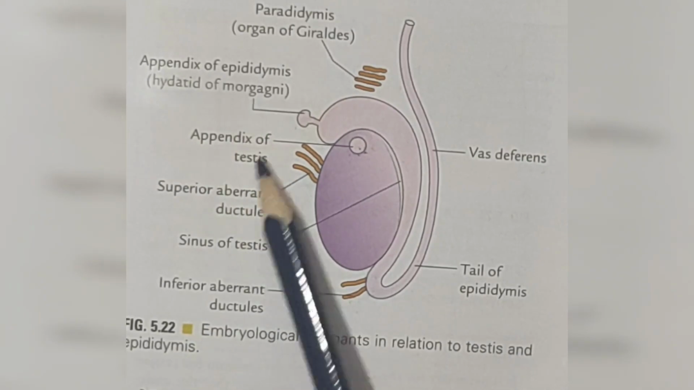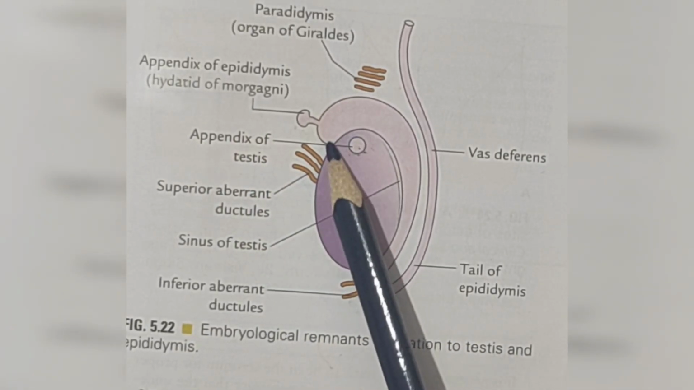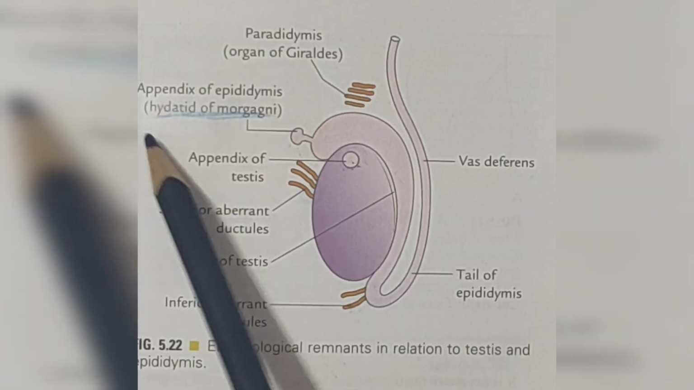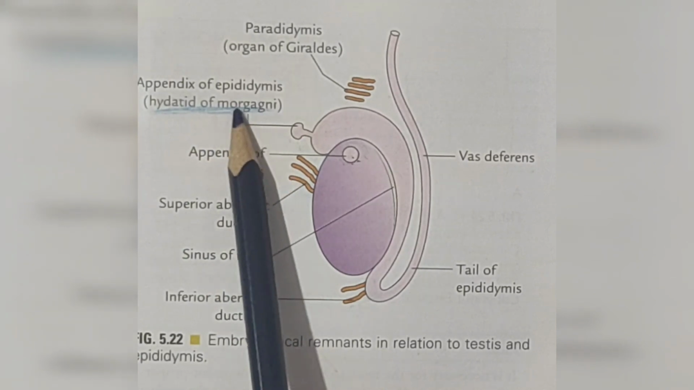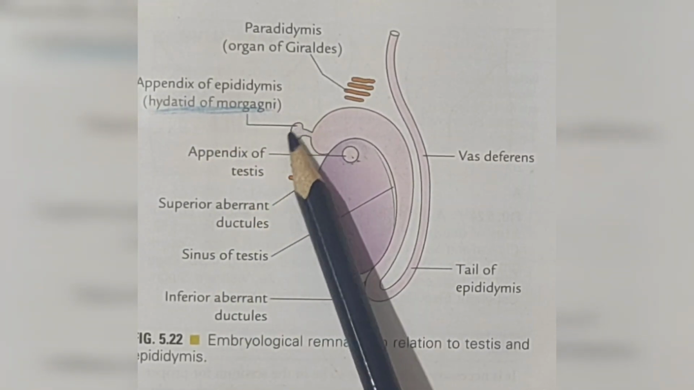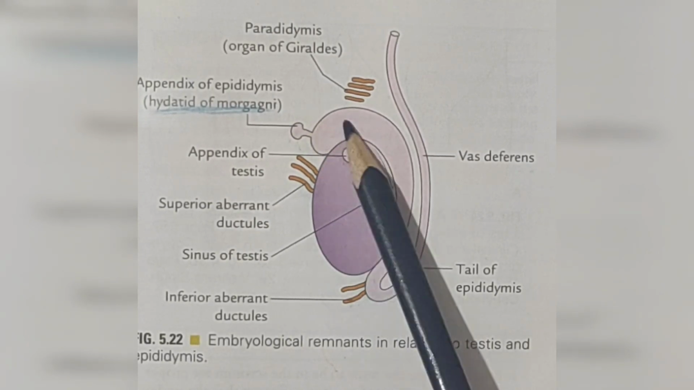Then coming to appendix of testis, it's an oval body structure which is attached to the upper pole of the testis. About appendix of epididymis, which we also call the hydatid of Morgagni, this is a rounded body which is attached to the head of the epididymis.